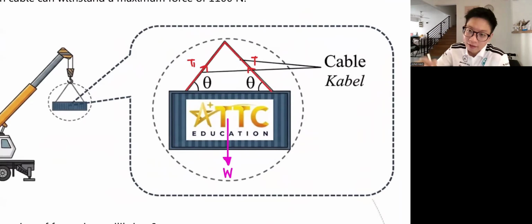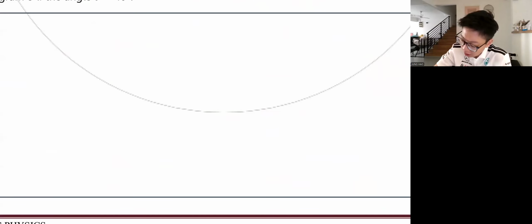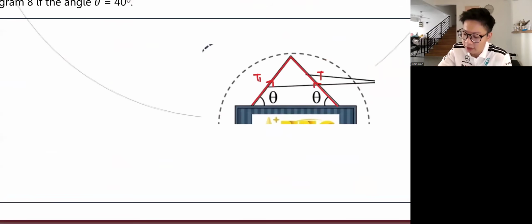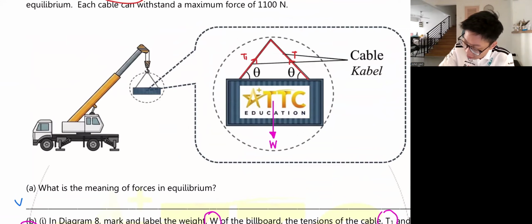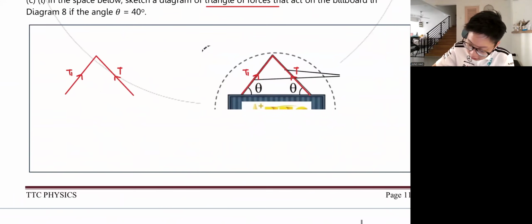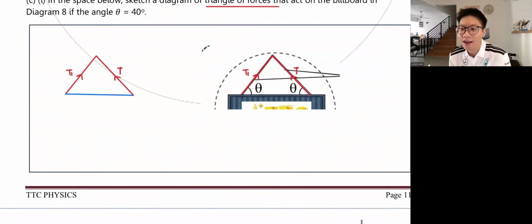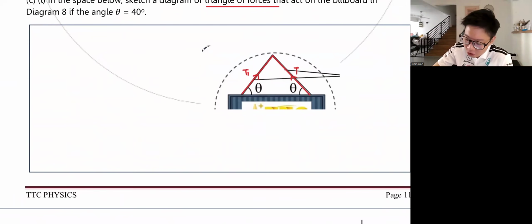This morning, some people from the Chinese class said, teacher, can I draw the triangle of forces like this? You know what they did? They literally just took this, copied it, and said this is the triangle of forces. Guys, is it acceptable? I almost fainted, bro.